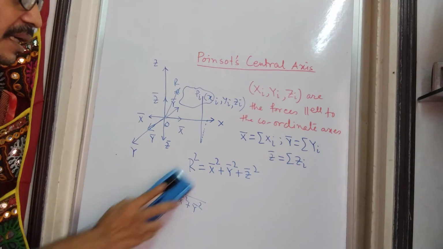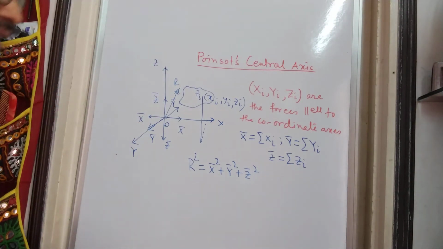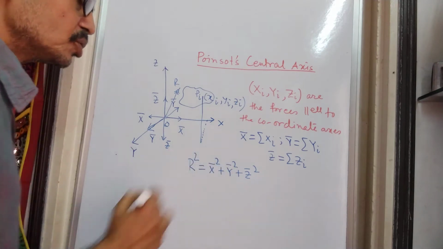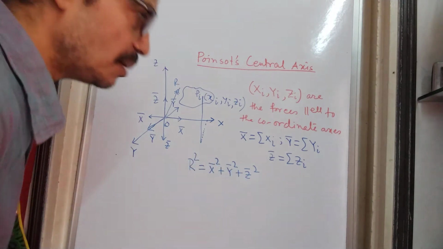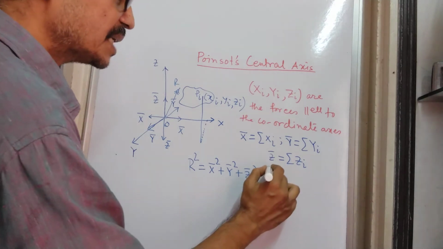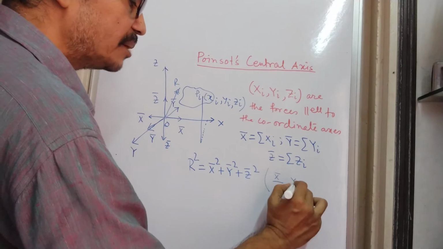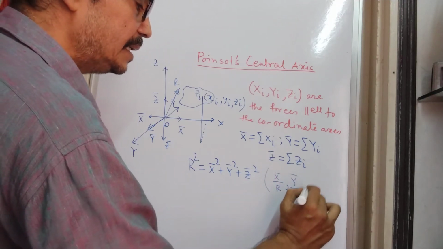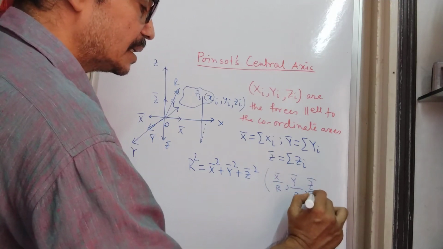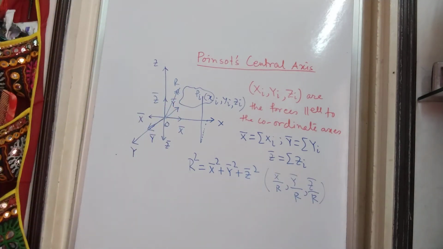This line OR obviously makes angles with cosines cos alpha, cos beta, cos gamma, or cos theta 1, cos theta 2, cos theta 3, whatever you say. The direction cosines are given by X bar by R, Y bar by R and Z bar by R. See this direction OR. So this we all know.